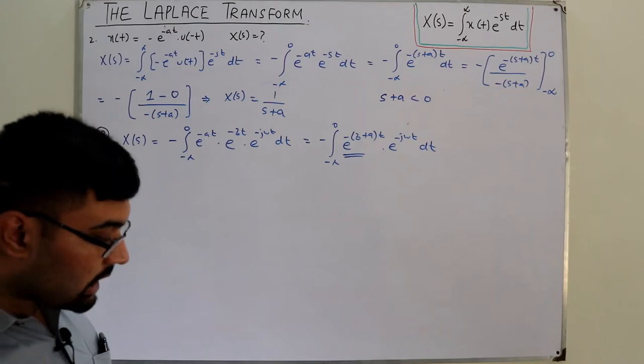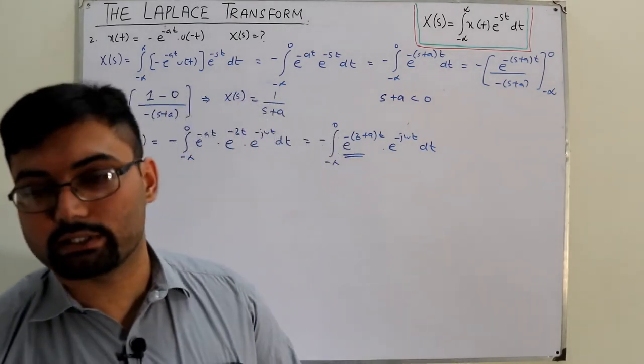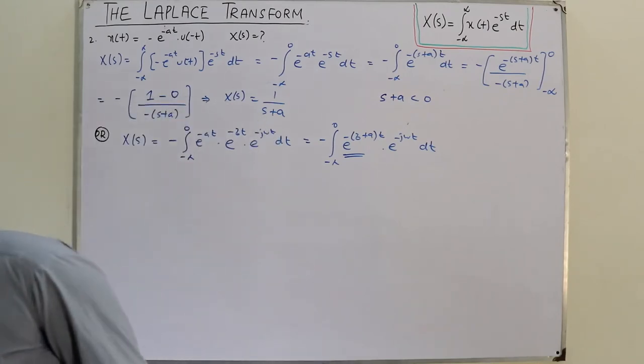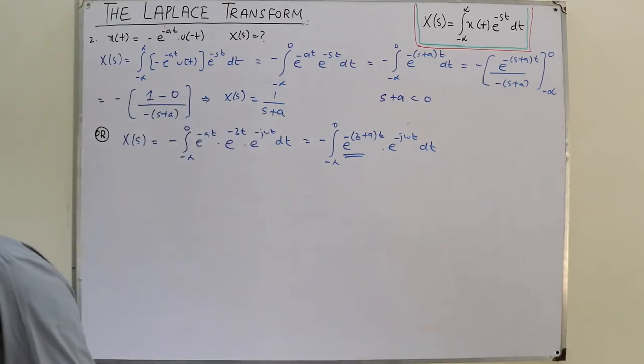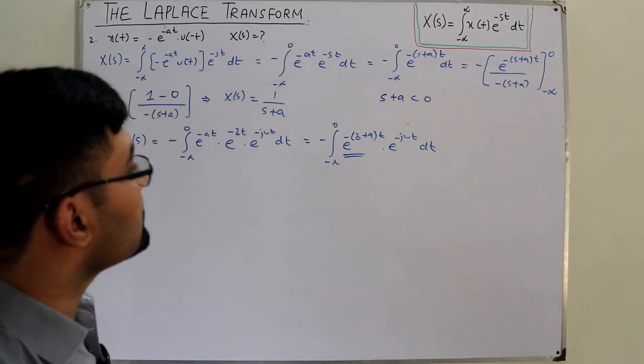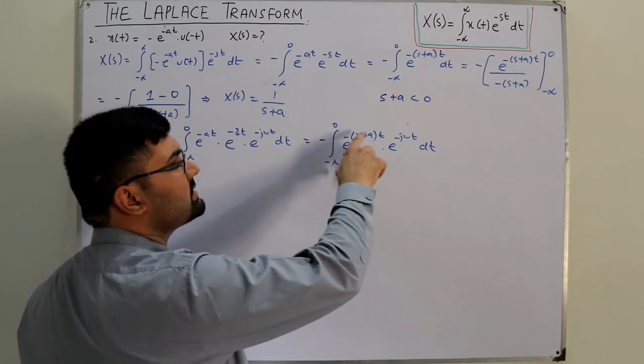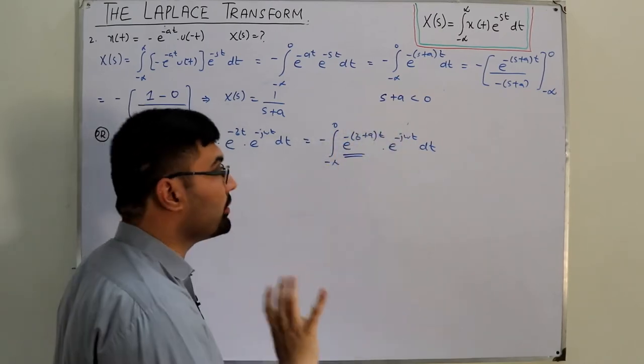Anyway, the thing would be the same, 1 upon s plus a. We are interested in the region of convergence. And what is that? In order for this to converge, if you put t as 0, you have sigma plus a into 0, which would be 1, no problem.